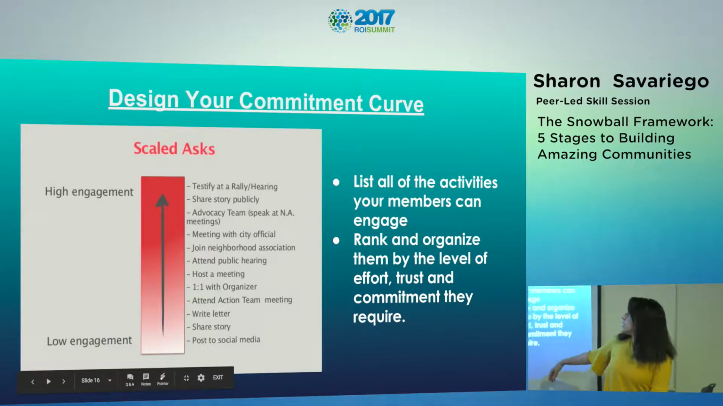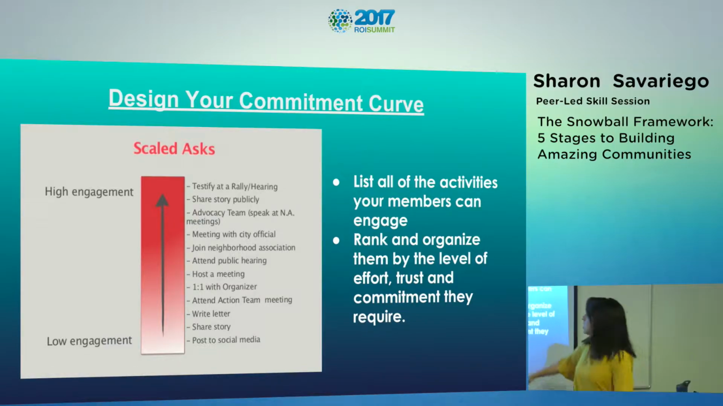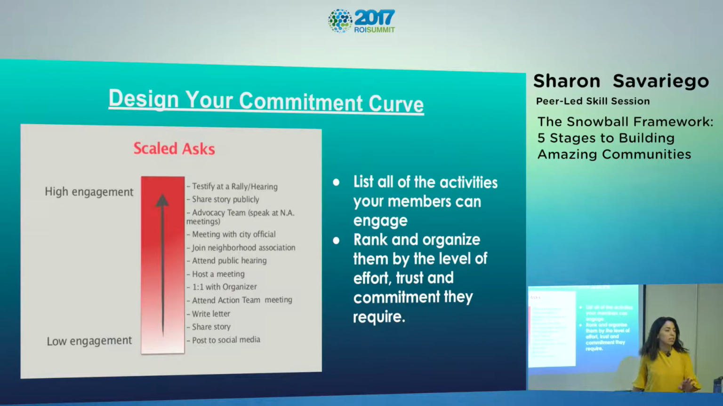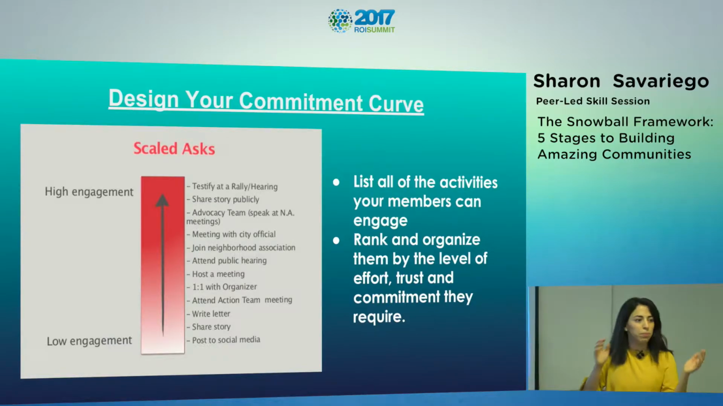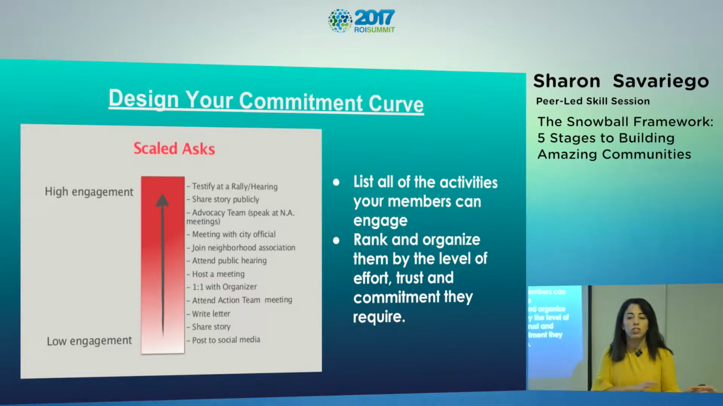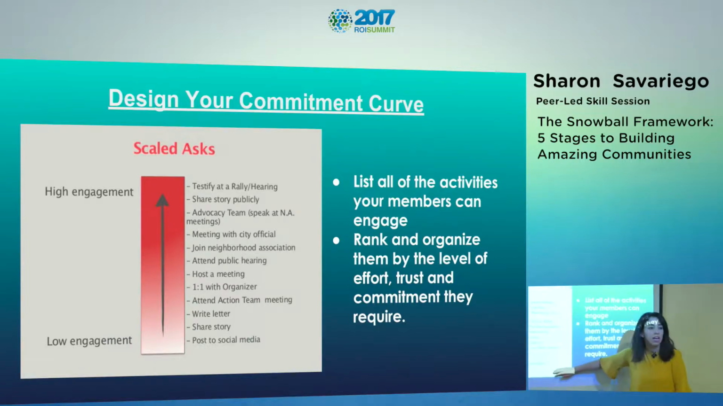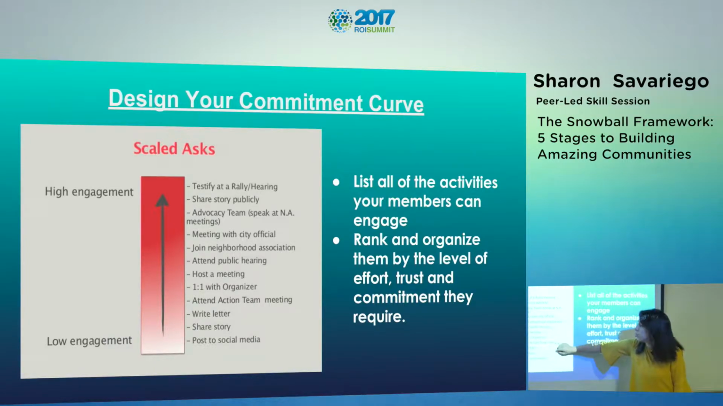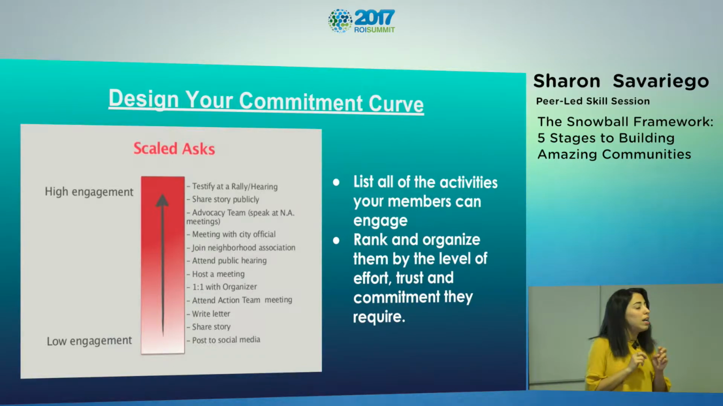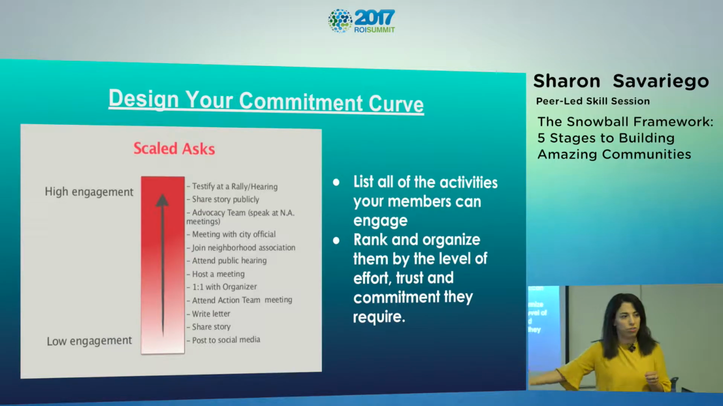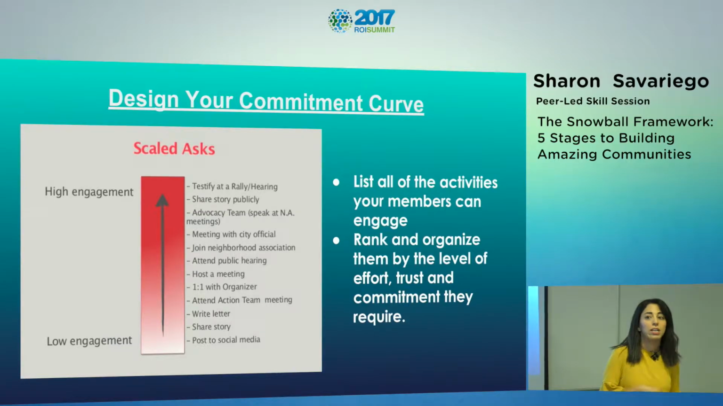So this is the community commitment curve. The idea is to list all the activities that they can do. Petition, come to an event, rally people, go to a process, whatever it is, just build a list. Now rank those from high engagement to low engagement. Each one of those will have different mini trainings, and different communication patterns. How often do I ask them? How often do I check in? What do I check in on? Do I need to share ideas?